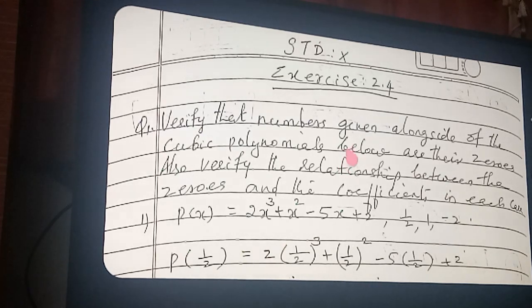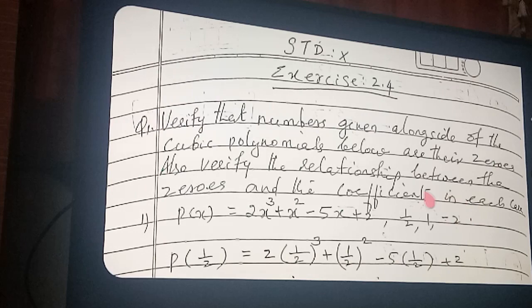First question. Verify that the numbers given alongside the cubic polynomial below are their zeros, and verify the relationship between the zeros and the coefficients. That means here, given a polynomial p of x, some zeros are given. We can see three numbers given: 1 by 2, 1 and minus 2. These are not zeros yet, just numbers given. We have to verify whether they are the zeros or not.